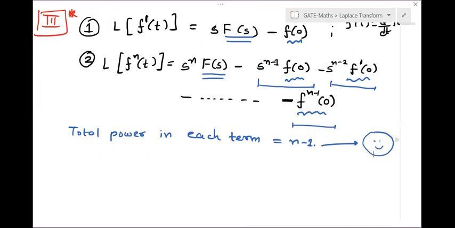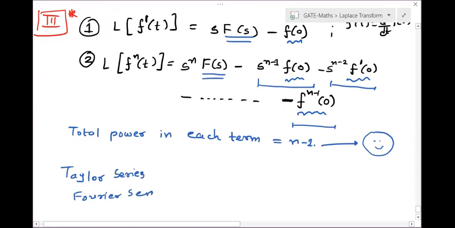Fourier transform is in the GATE syllabus. Yes, exactly. Two Fourier topics are there: Taylor series and Fourier series. Those were added in the GATE syllabus from 2016. Earlier they were not there. So Fourier series and Taylor series were added in the GATE syllabus from 2016 onwards. Earlier they were not in the GATE syllabus. Okay.